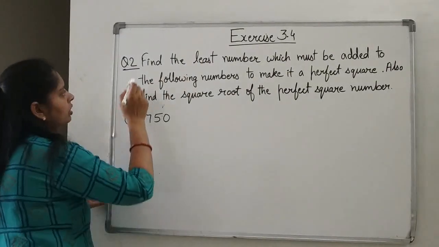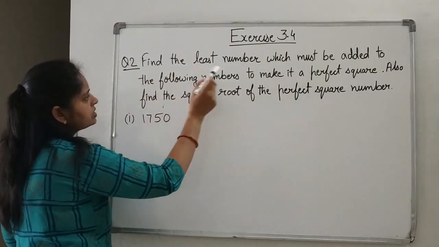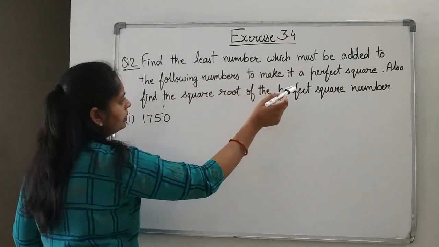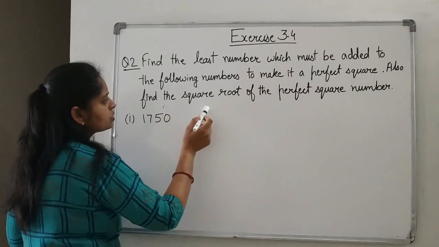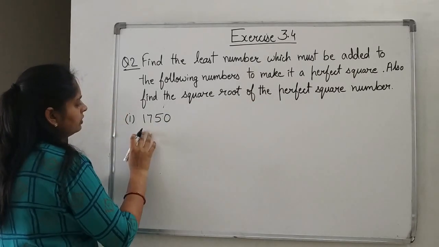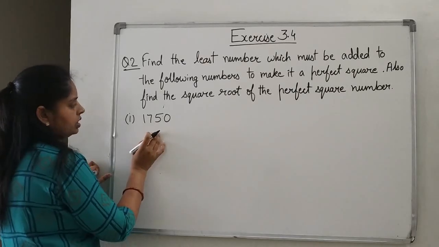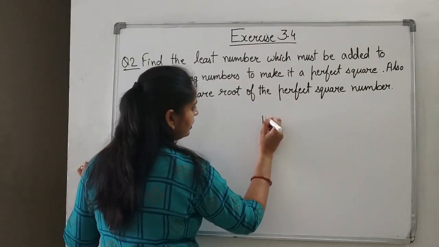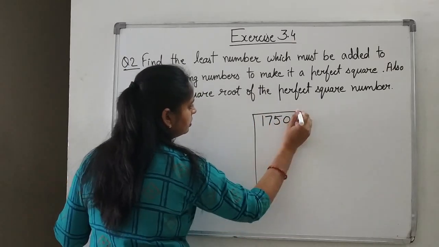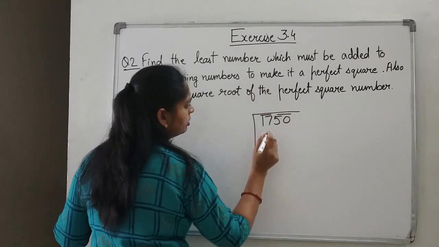Okay. Now see the second question. Find the least number which must be added to the following numbers to make it a perfect square. Also find the square root of the perfect square number. So we are having 1750. We need to add something to this. So again, first we have to find the nearest square number. 1750. We have done the pairing.